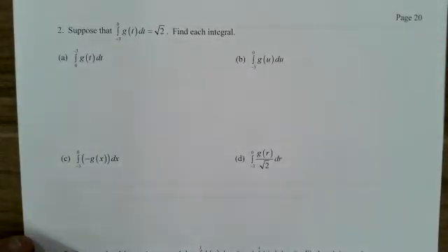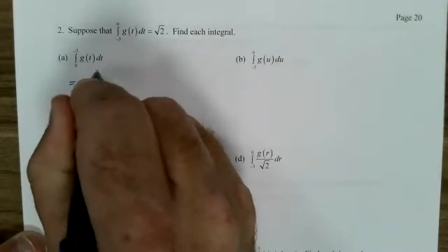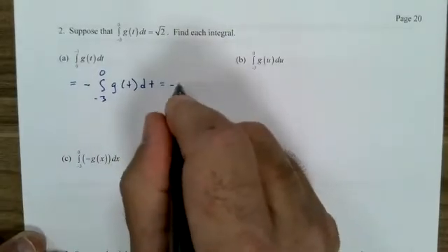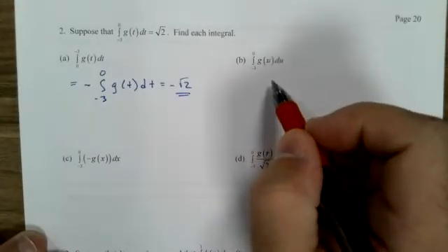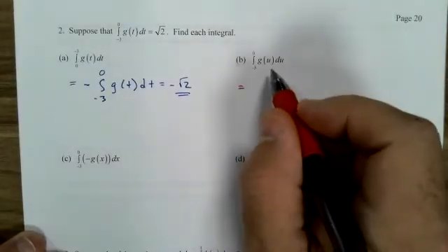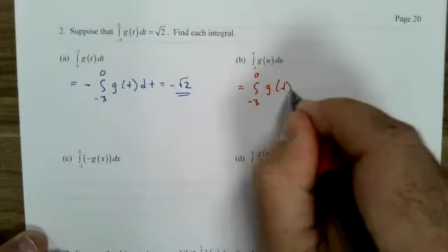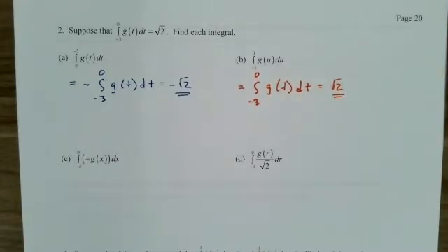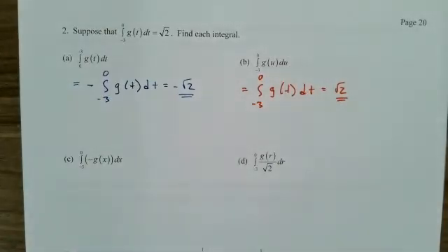Suppose that this is root 2, find each integral. So, sorry, -3 to 0, we want to go with -3 to 0. That's, of course, going to be -√2. This would be g of u du. Well, that's fine. That's just a dummy variable. A lot of people get hung up on that. That's the same as g of t dt, which we know equals √2. A lot of people freaked out, like, oh my God, it's a u. What do we do? There's no problem. t, u, x, y, doesn't matter.